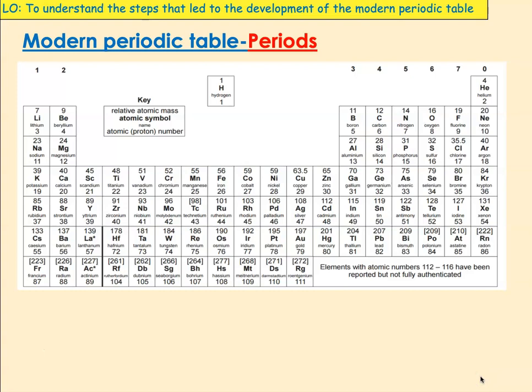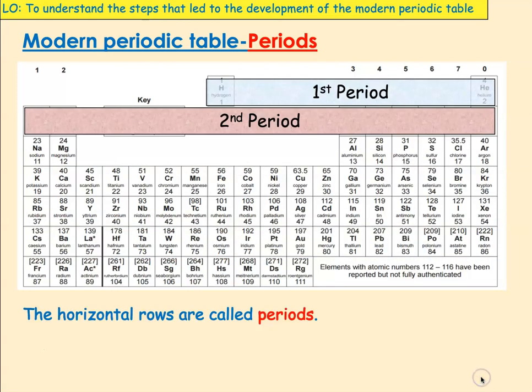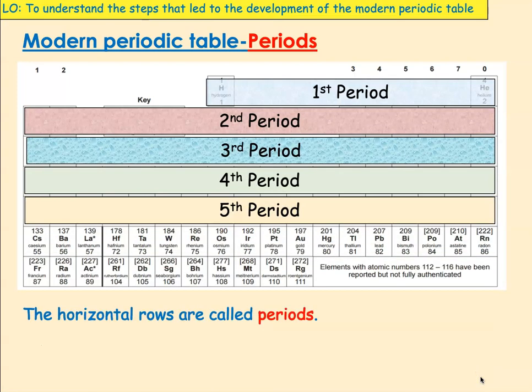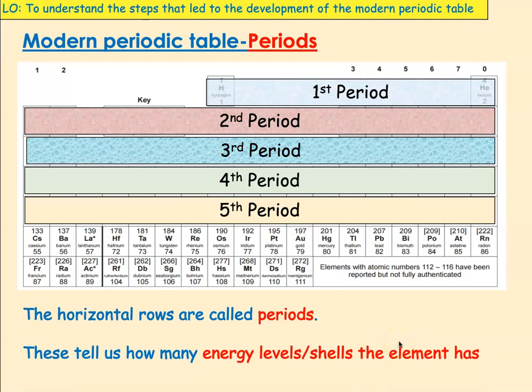Right, let's look at the rows in the periodic table. The rows in the periodic table are called periods. Okay, so we've got period 1, period 2, period 3, period 4, period 5. I haven't gone any further because there is a missing group in the next 2 periods that have been taken out, and often you see them separate. But that would be the 6th and 7th period. Now, what do they tell us? Well, they tell us how many shells that the element has.